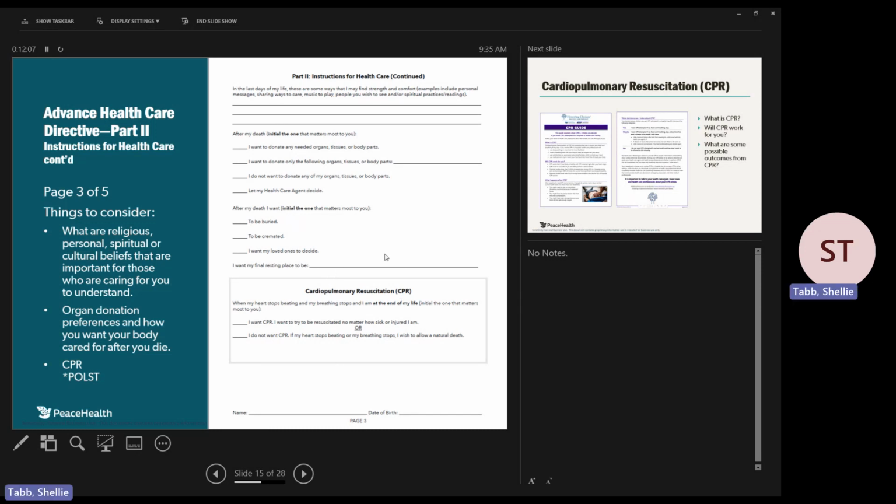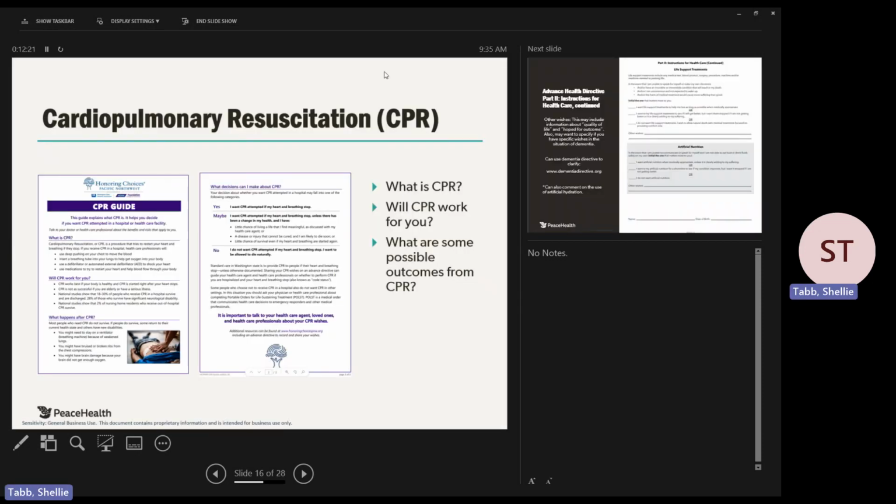The last section deals with CPR, and it deals with if your heart stops beating or your breathing stops and you're at the end of your life, whether or not you would want to be resuscitated or not. And let's take a look at this infographic. This is a CPR guide that talks about what CPR is, would CPR work for you, and then what are some of the outcomes from CPR.